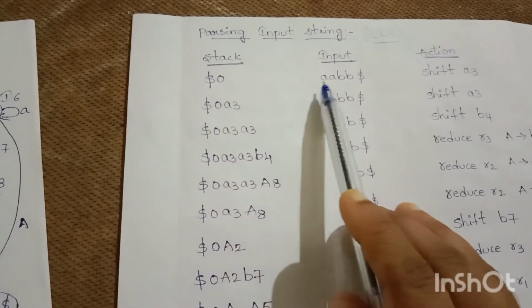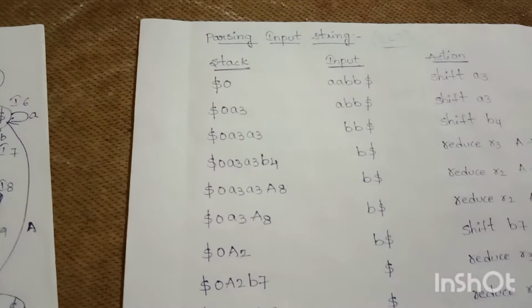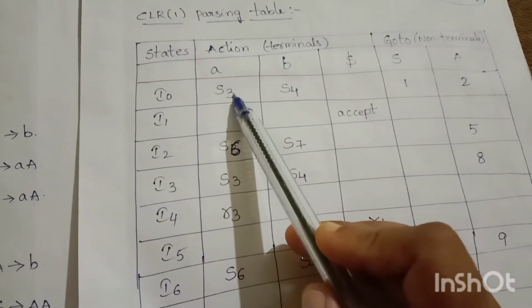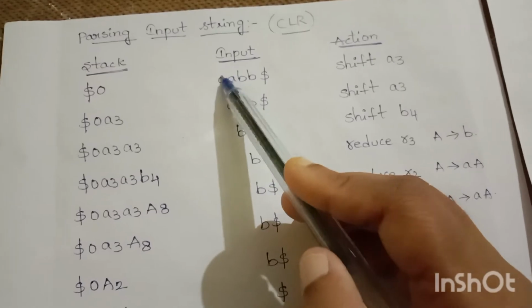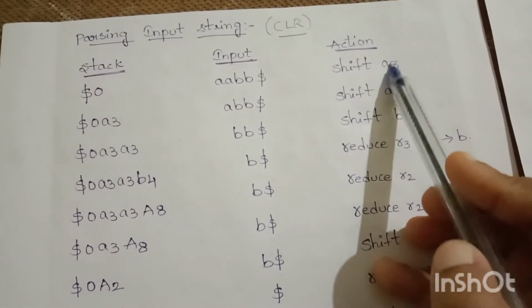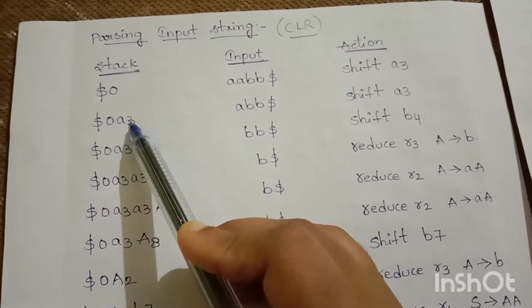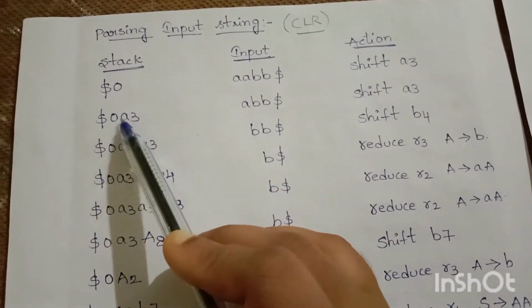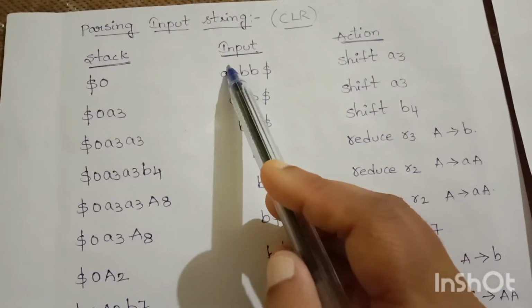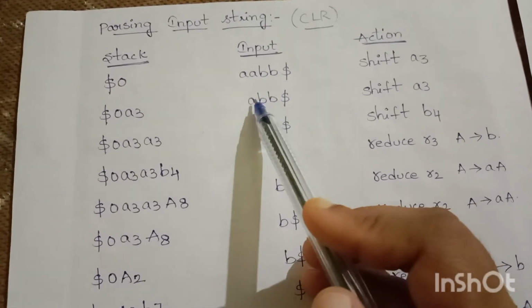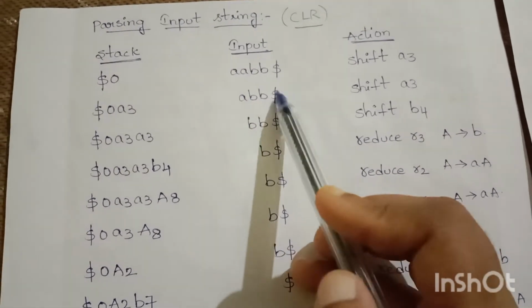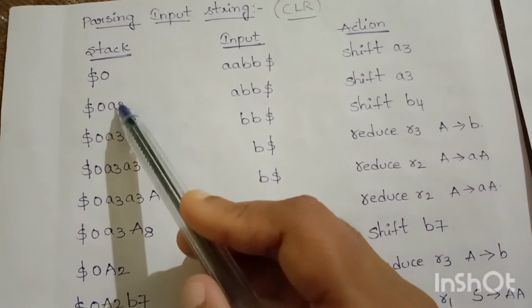State 0 on small a, we need to check from the parsing table. 0 on small a, we have shift 3. So we write shift 3. What we are shifting here is this symbol a, so we wrote shift a3. Then the stack becomes $0 a3. From the input this is shifted, and the remaining input should be written here: a b b dollar. And the action you need to check now.